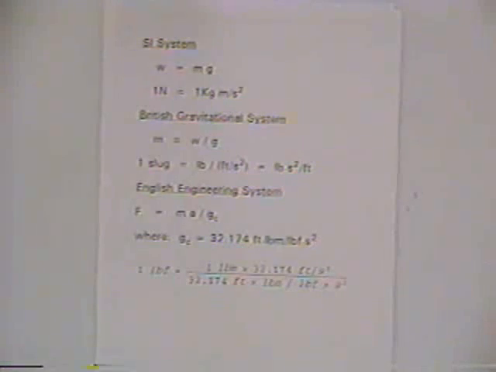In the British gravitational system, if we rearrange the equation a bit and say mass is weight divided by the acceleration of gravity, a slug is a pound second squared per foot. And then in the English engineering system, we use a conversion constant, 32.174, to convert between pounds mass and pounds force.